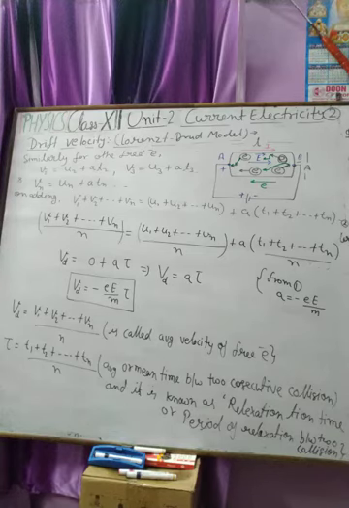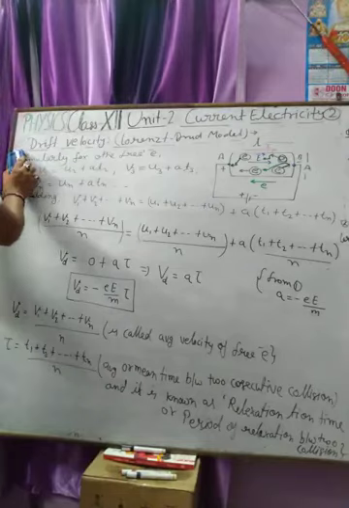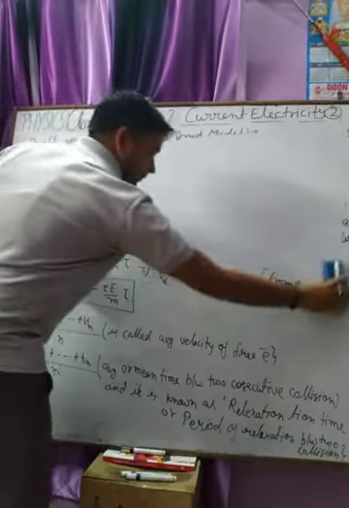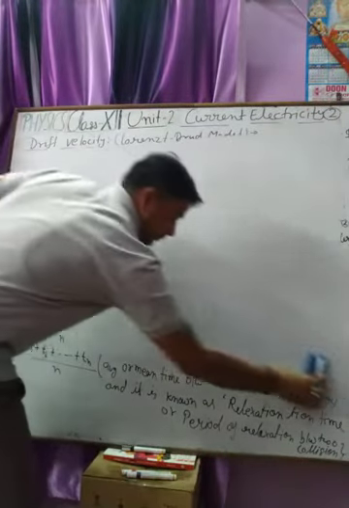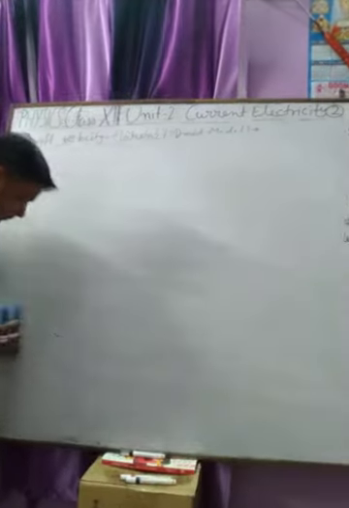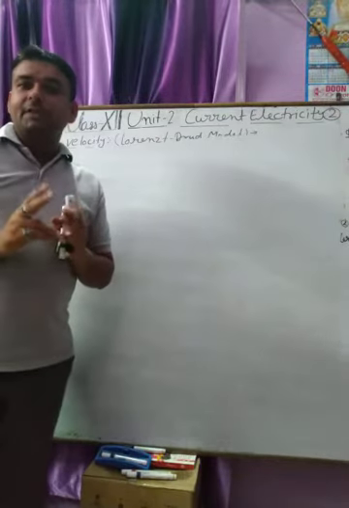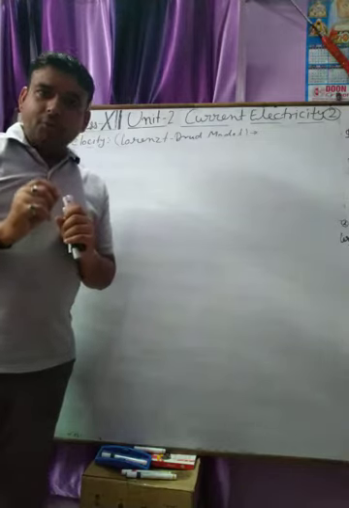Okay, students, hence the drift velocity is defined as the average velocity of free electrons with which they are moving under the influence of the electric field applied. Hence, they constitute current across the conductor.